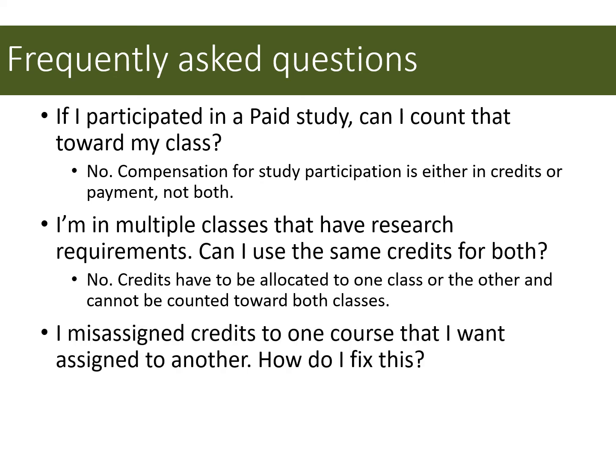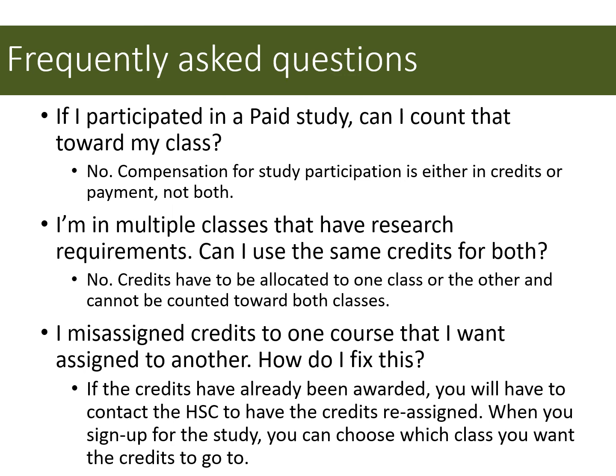And finally, if I misassigned credits to one course that I wanted assigned to a different course, how do I fix this? This occurs if you're in two different classes and you need to take a 2-credit study that you assign to one course and you want to assign it to a different course. Well, if the credits have already been awarded, you'll have to contact the Human Subjects Coordinator to have the credits reassigned. However, before you participate, when you sign up for that study, you can choose which class you want the credits to go to.